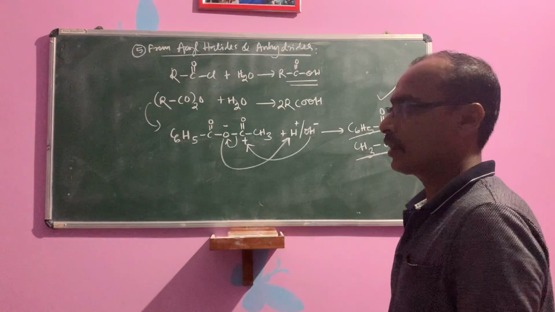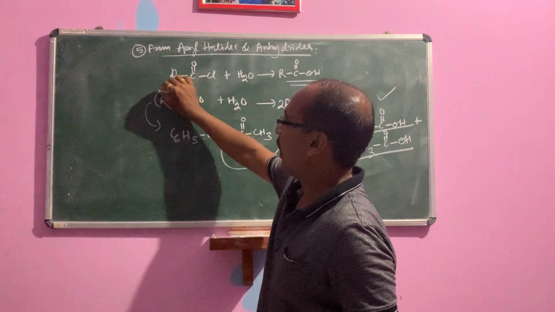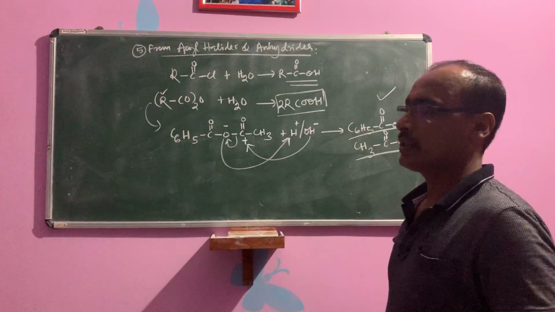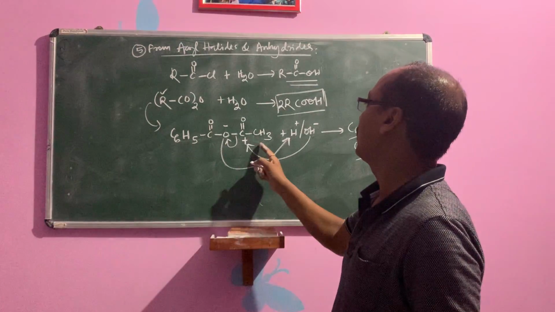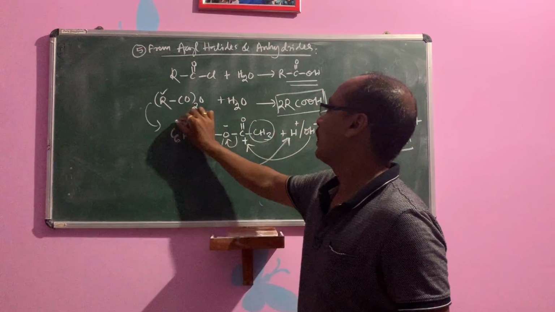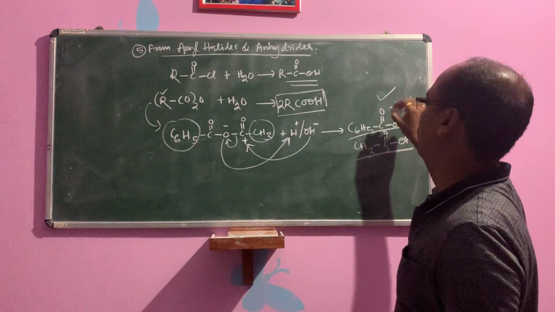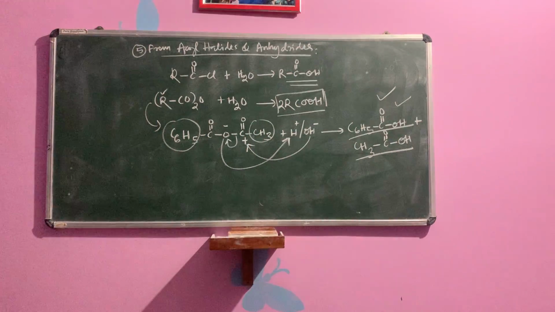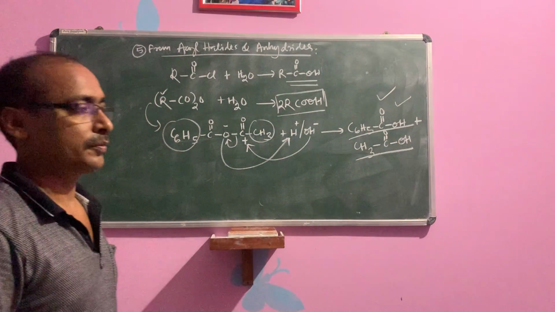The product is a carboxylic acid. If you take the same R, it will form the same carboxylic acid, the same compound. If you take different groups, then a mixture of different carboxylic acids will form. Okay, good enough.